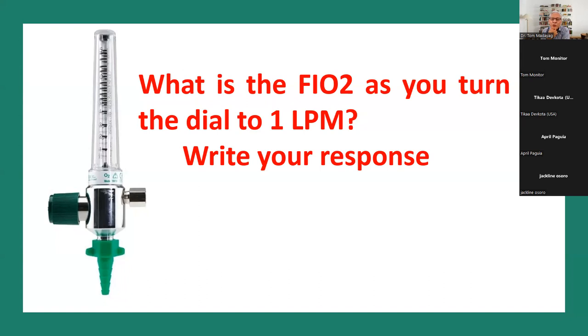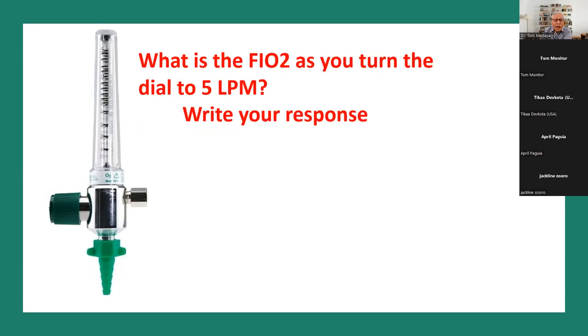All right. When you turn the oxygen meter to 1 liter per minute, what is the FiO2, or the fraction of inspired oxygen, that you're giving to the patient? All right. So Maria is saying 40%, Marisa 24%, April is saying 24%, all of you are saying 24%. Well, what would happen if I turn the dial to 5 liters per minute?